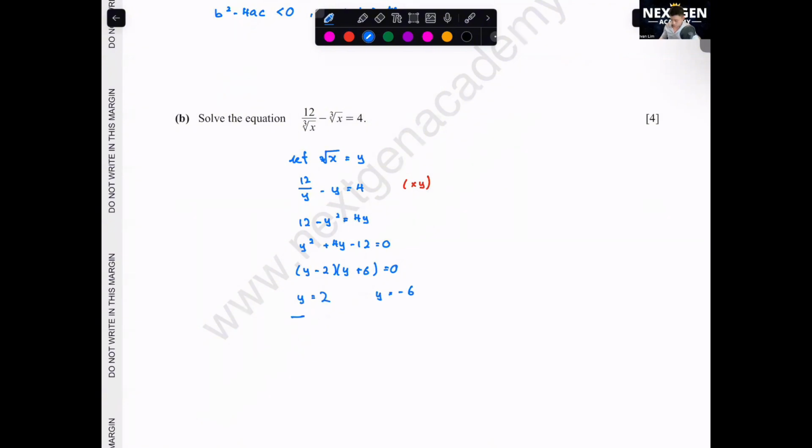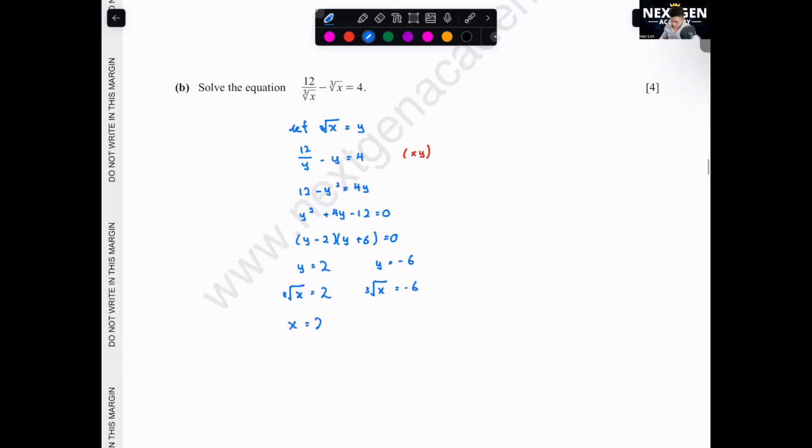Sub it back. Cube root x equals 2, cube root x equals negative 6. Then I'm going to cube both values. 2 cubed, x equals 8. Negative 6 cubed, x equals negative 216.